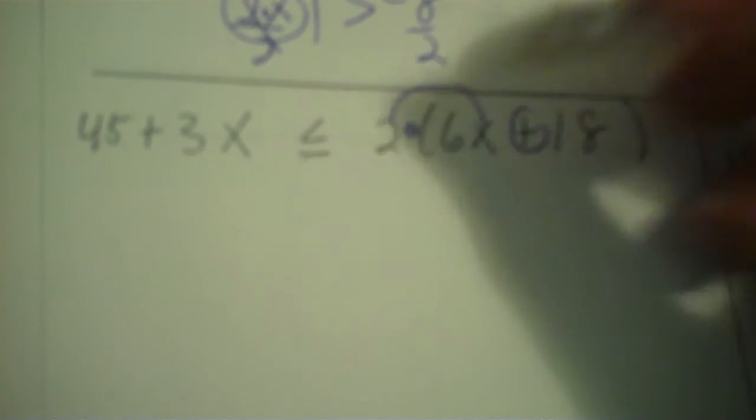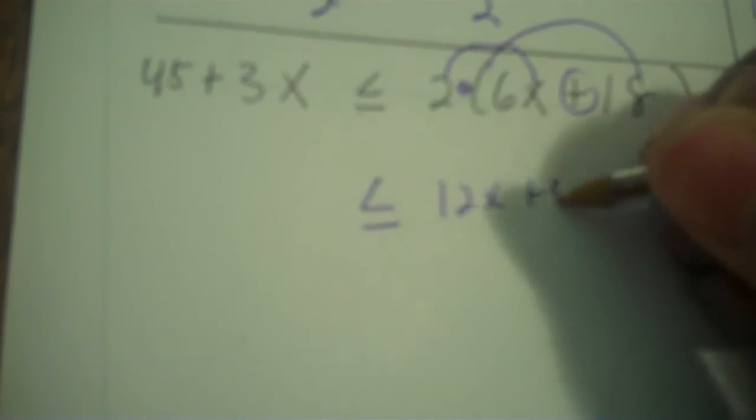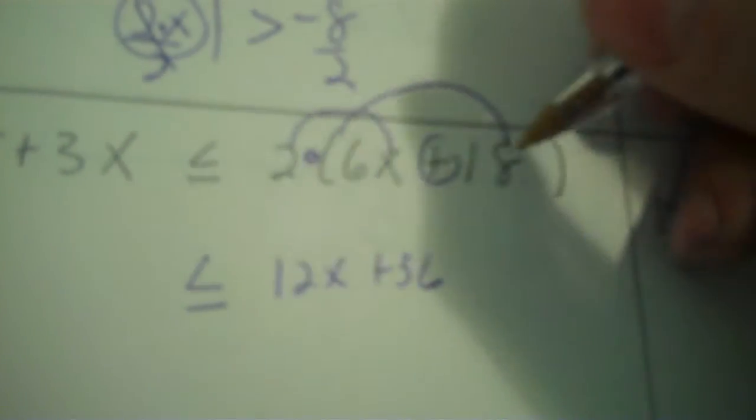Okay, next one. I obviously need to get rid of the parentheses. So 2 times 6x, 2 times 18. So 2 times 6x is 12x, and 2 times 18 is 36. Line up the symbol and we have 12x plus 36. The parentheses and the 2 go away. I don't have anything else over there, and I have 45 plus 3x over there.